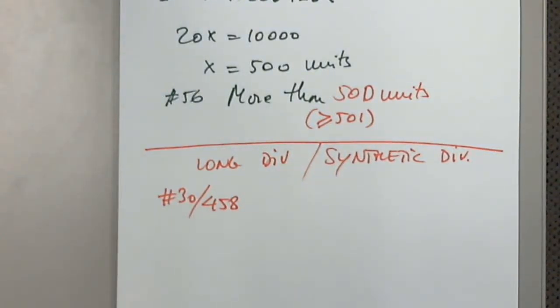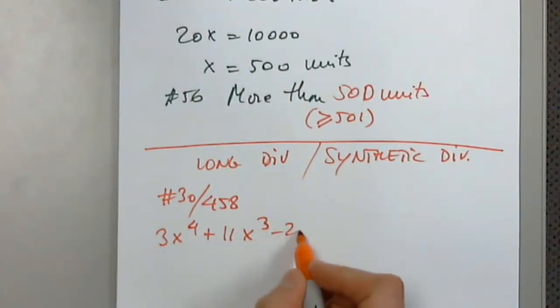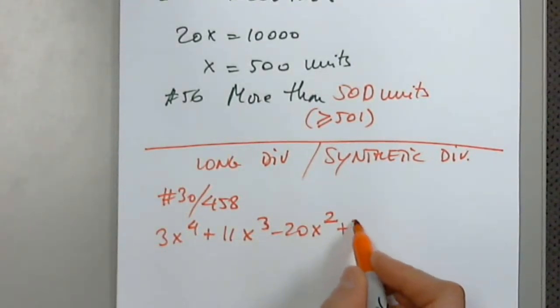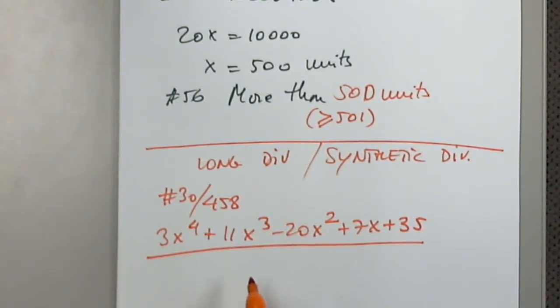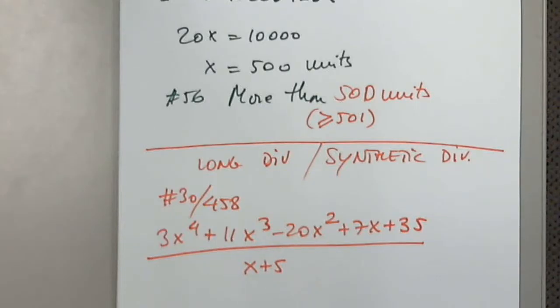And here it is, 3x to the fourth plus 11x cubed minus 20x squared plus 7x plus 35, everything divided by x plus 5. So the question here is, can this division be performed with both methods or just one? And how do we know?